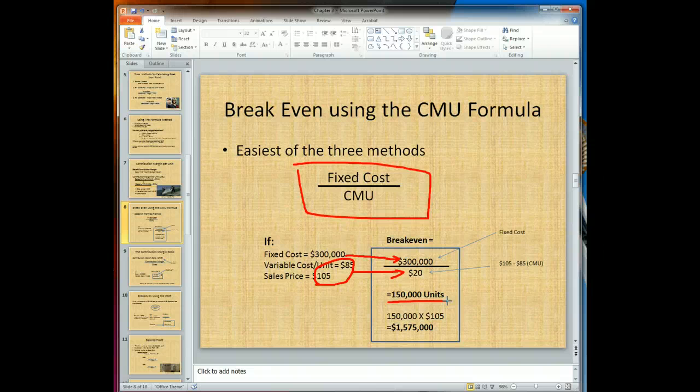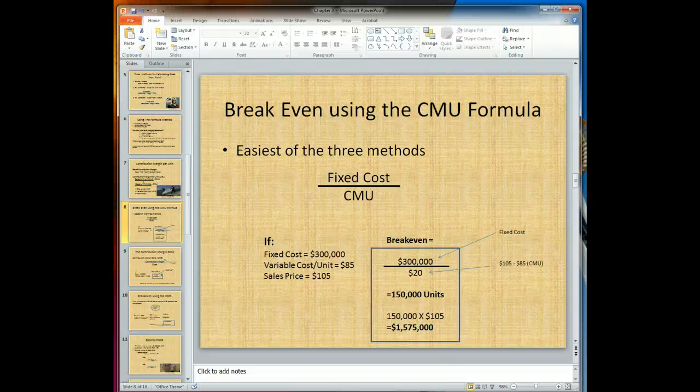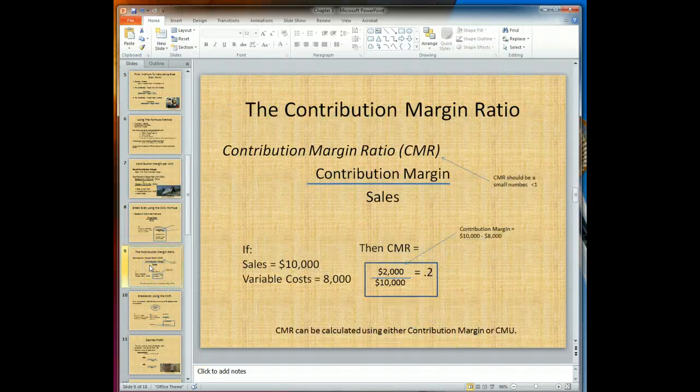I was running out of fingers yesterday when I did these slides. I got 150,000 units, and when you take the 150,000 units back to the sales price, a little over $1.5 million. Sweet. Okay, so far so good. Got that formula down. Now let's go to the contribution margin ratio.